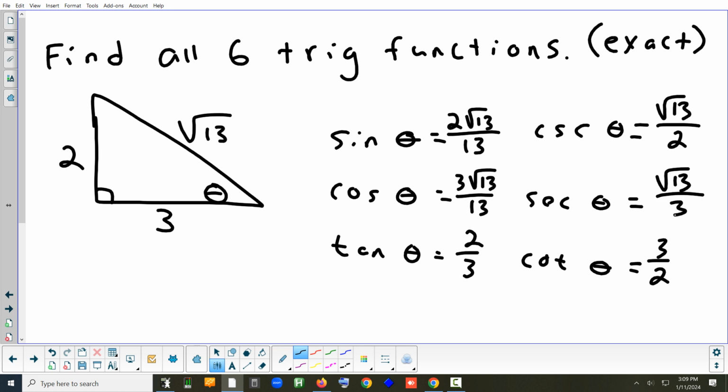Now, I won't be asking you for all 6 in the same problem, but I'll give you a diagram. You might be missing a side, and I'll say find the tangent. So you just have to find one of the 6. But there'll be a couple questions like that. Any questions on that? No. Okay.